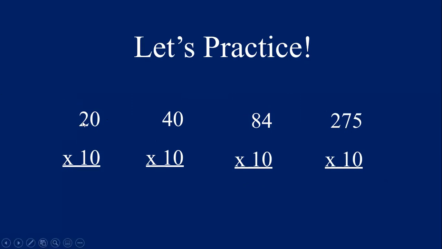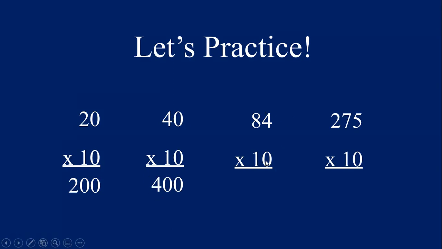Look at 20 times 10. 20 times 10 equals 200. We just take this 20 and put the 0 from the 10 behind it. That's it. Let's go through these quickly. What is 40 times 10? Take this whole 40, put that first, put a 0 behind it, and the answer is 400.